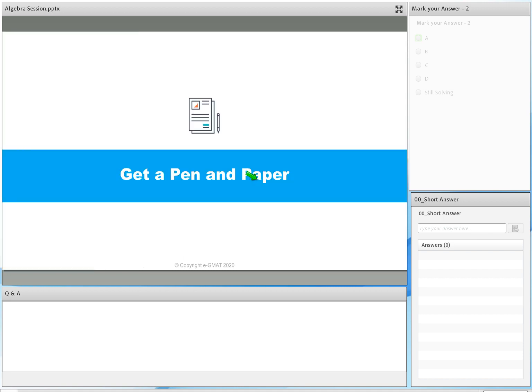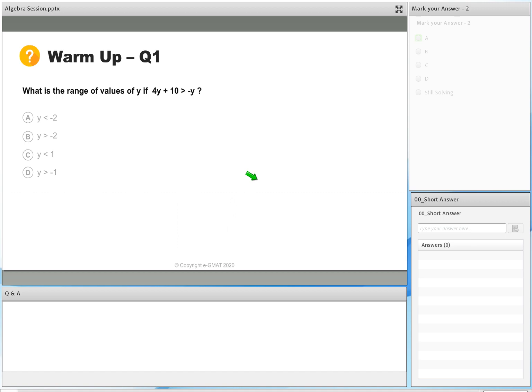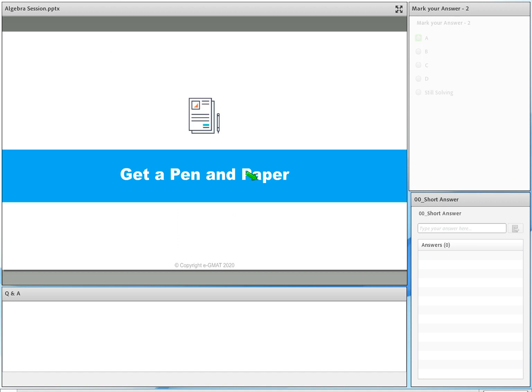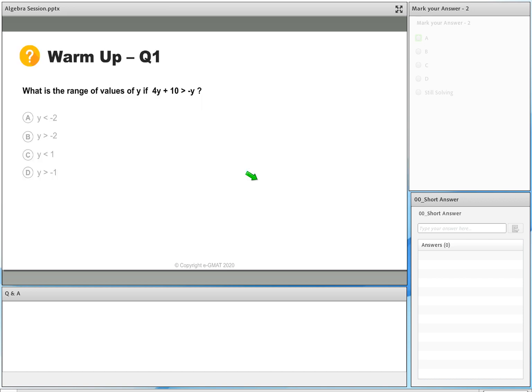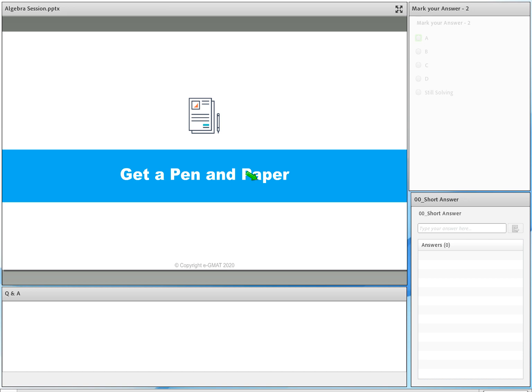Now, with this, everybody get your pens and paper ready. You are going to go into the very first question, but before that, one small rule. Look here when I show you the mark your answer poll. Look at the poll where you mark your answers. There is this choice called still solving.